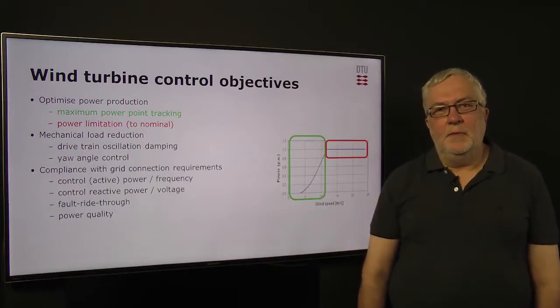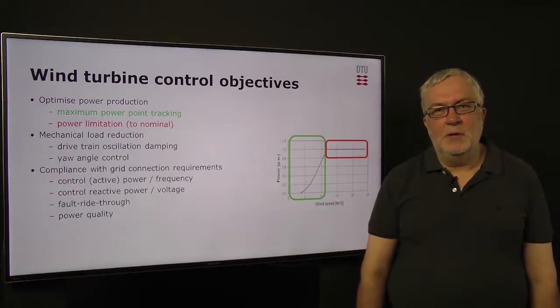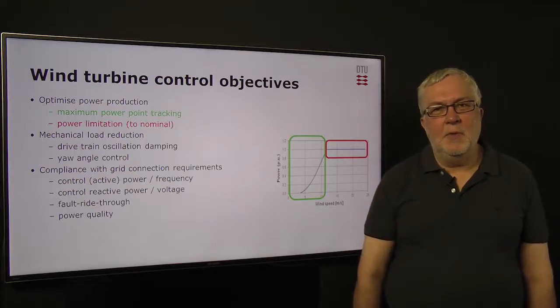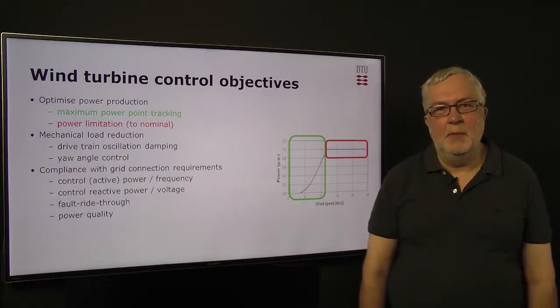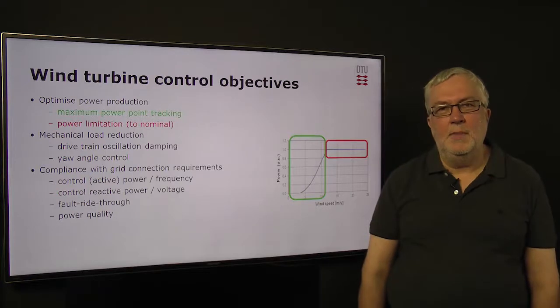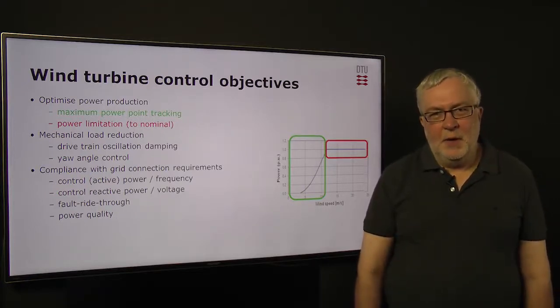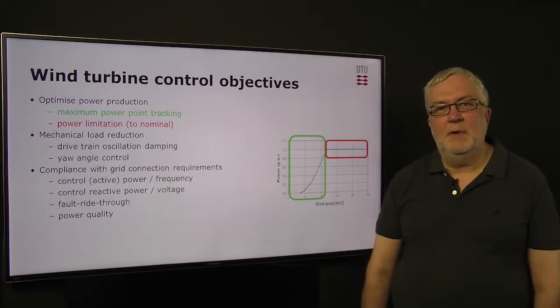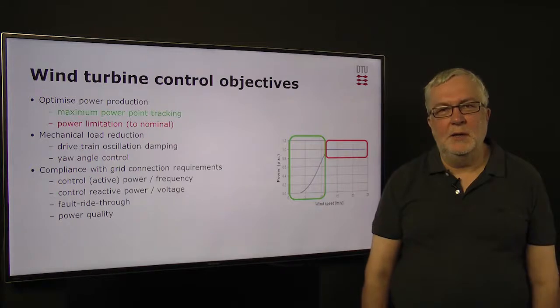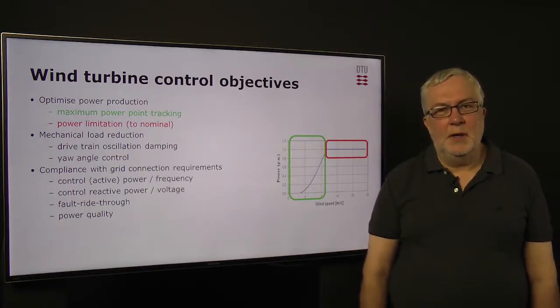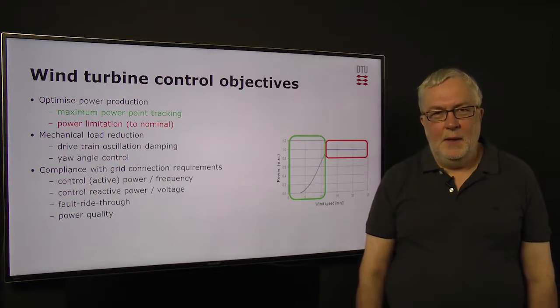Another group of objectives for control is to comply with the requirements from the grid side, and they are becoming more and more important in the control. Among others, it is to be able to control active and reactive power so that we can support the frequency and the voltage in the grid. Also to respond in a stable way when there are disturbances in the grid. This is called fault ride through.